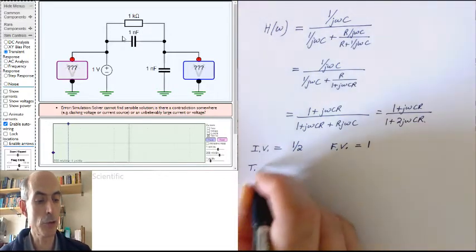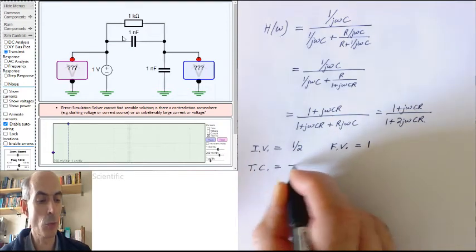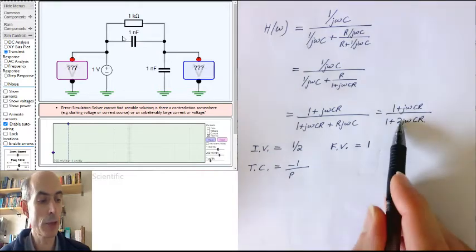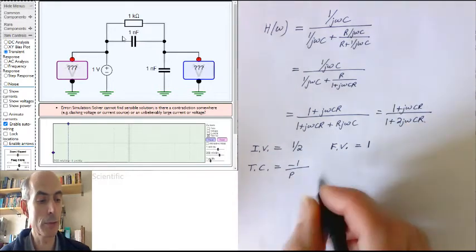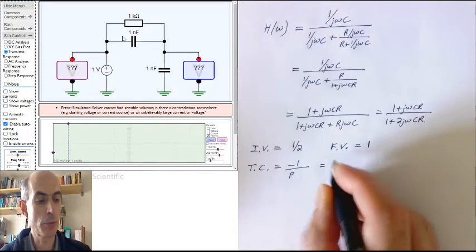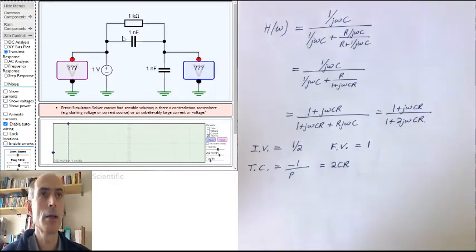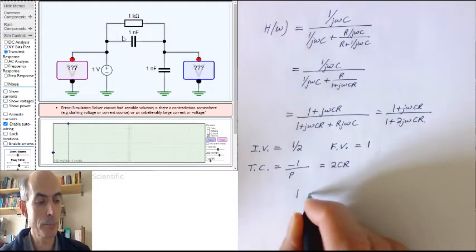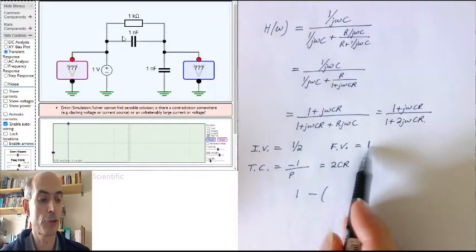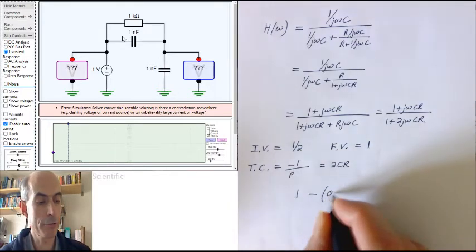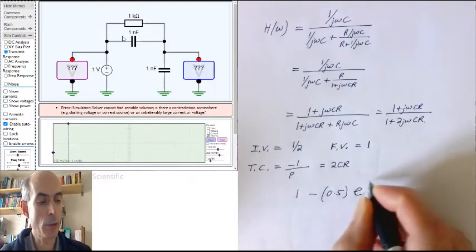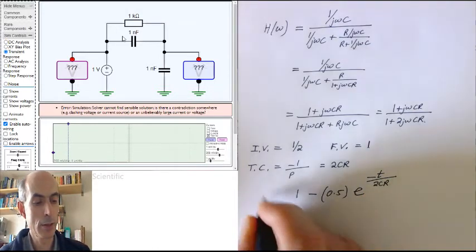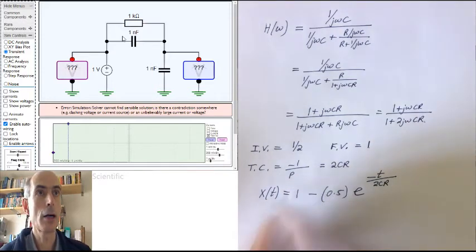And our time constant, that's just minus 1 over the pole in radians per second. This pole is at minus 1 over 2CR, so our time constant is going to be 2CR. And therefore we could write the step response as the final value, 1, minus the final value minus the initial value, a half in this case, times e to the power of minus t over the time constant, 2CR. And that would be our step response.